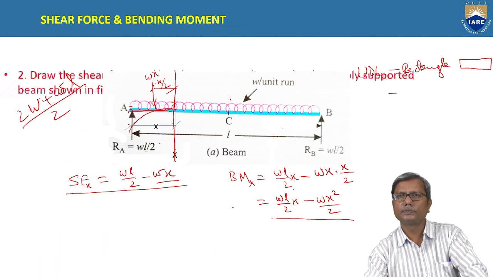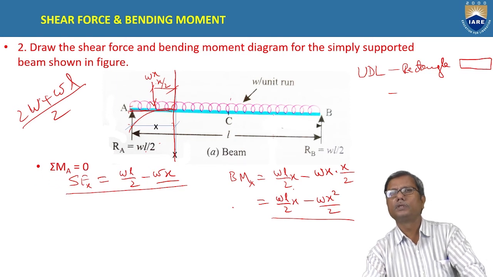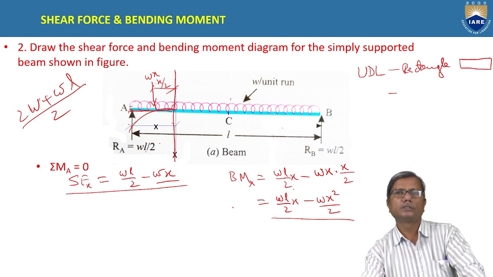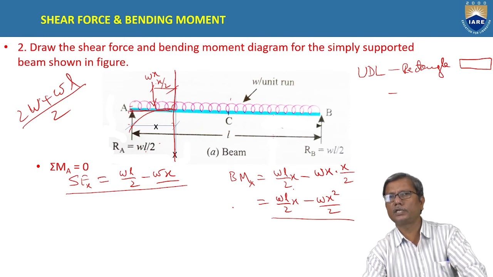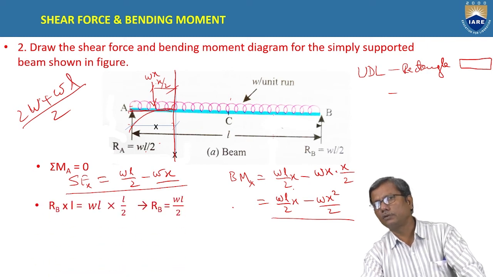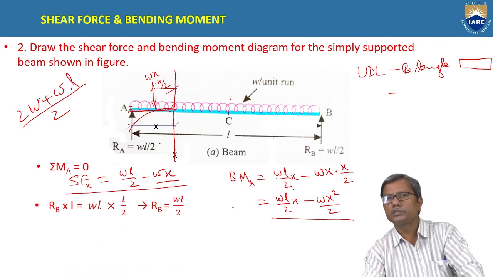Now let us see. The reactions are calculated, as I told you, by using the equilibrium condition sigma MA equal to 0. That is for the general case. But for a beam in which the loading is symmetrical, we can directly take the reactions as half of the given loading. In this case the loading is symmetrical, so we can take the reactions directly without applying this equation. By using this also we can find them out.